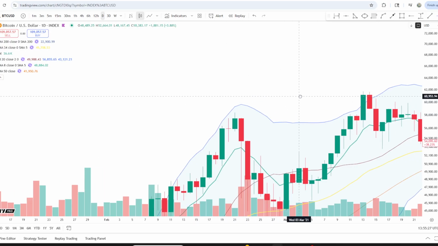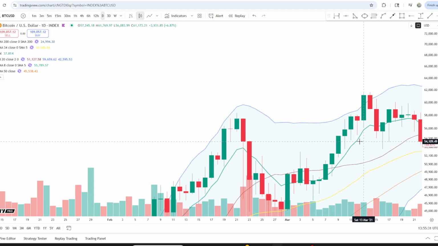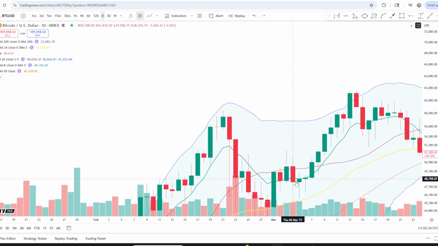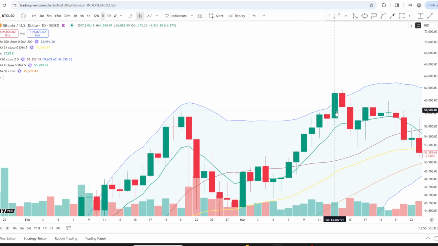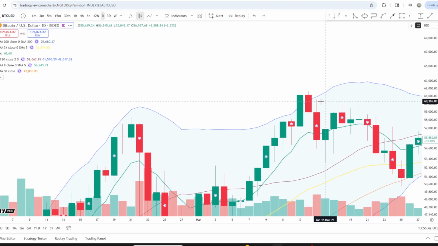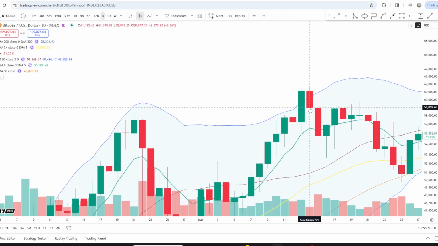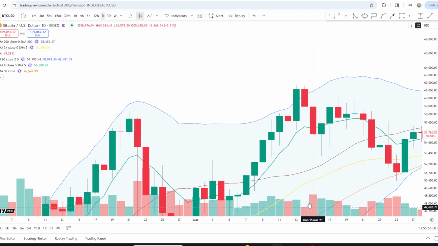Here we have an example of a dark cloud cover on Bitcoin back in March of 2021. We have the strong advance. We see the nice price climb riding the EMA 8. Very nice green candle. And then we have the dark cloud cover closing below the midpoint of the candle. Now, of course, you'd want to look at the volume as well. If you have more volume on the second candle, that's going to add more weight to the signal. We didn't quite get it here.